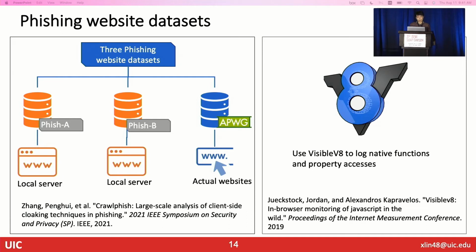Next, we want to see if phishing websites are collecting browser fingerprints too. We have 3 phishing website datasets. For the first 2 datasets, we have the source code, so we build the websites on our local server. And the third dataset is more recent, so we directly visit the actual websites. We then use VisibleV8 to log the JavaScript execution.